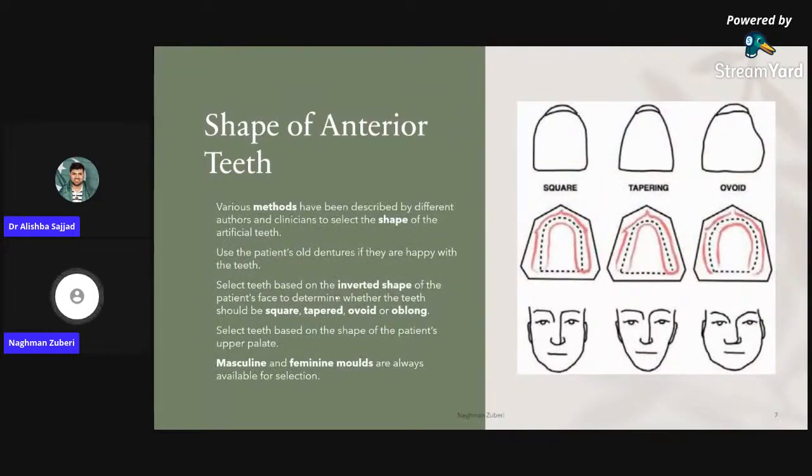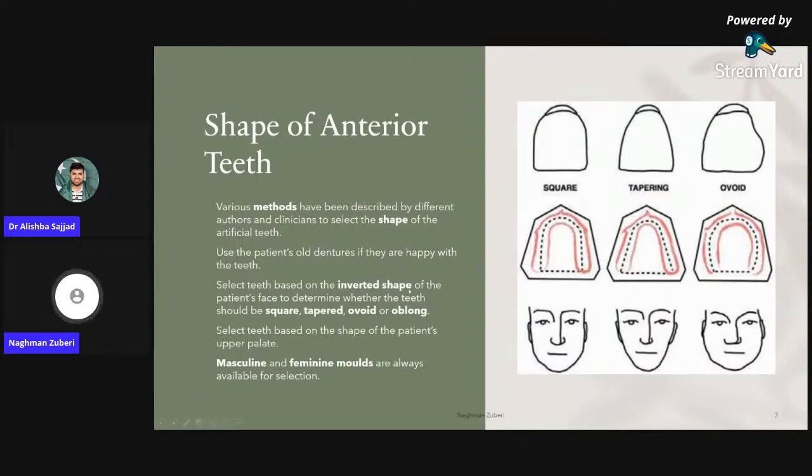Then comes the shape of anterior teeth. Various methods have been described by different authors and clinicians to select the shape of the artificial teeth. Use the patient's old dentures if they are present, and if the patient is happy with their teeth, they just need a new set of teeth after a couple of years of use. So you are replacing the old dentures. So go with the same mold, same shade, same shape if the patient is satisfied with that.